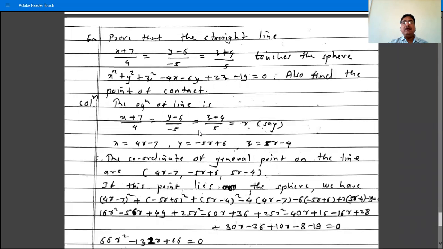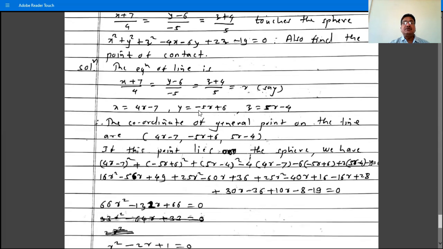The problem is of the type that find the length of the intercept, or find the coordinates where the line touches or intersects the sphere, or show that the line is tangent to the sphere. So all these problems are of the same type. The procedure of solution is same for all these type of problems.